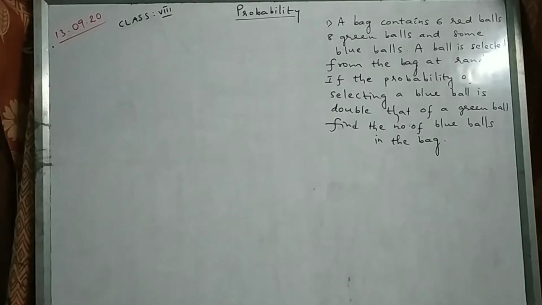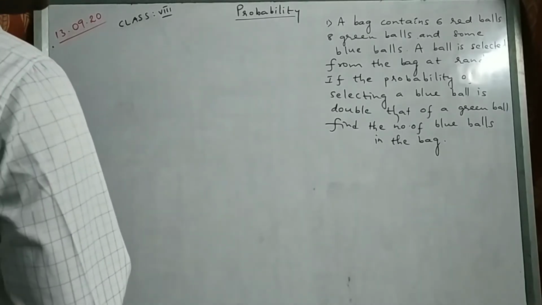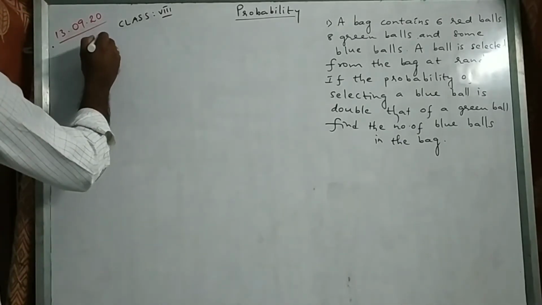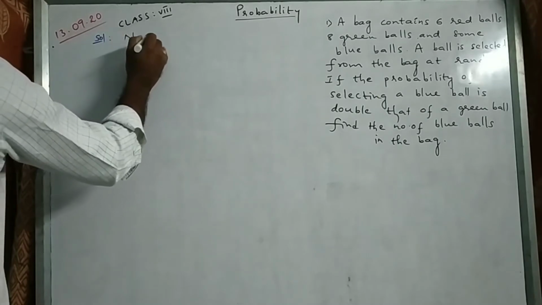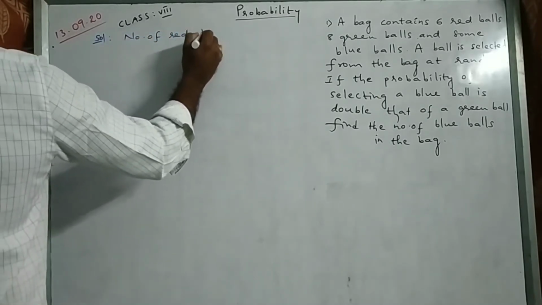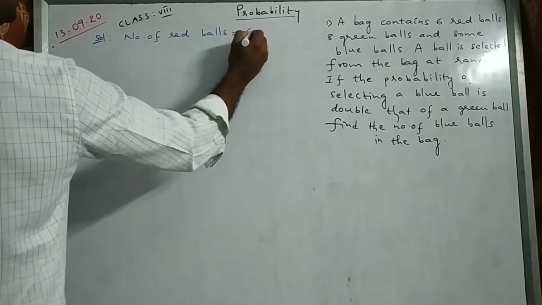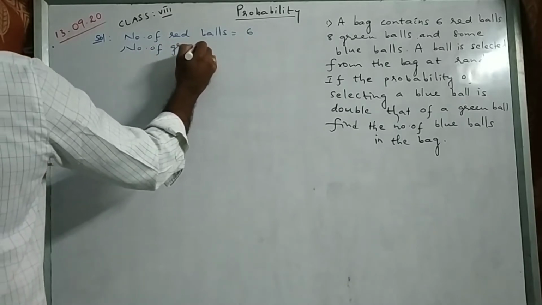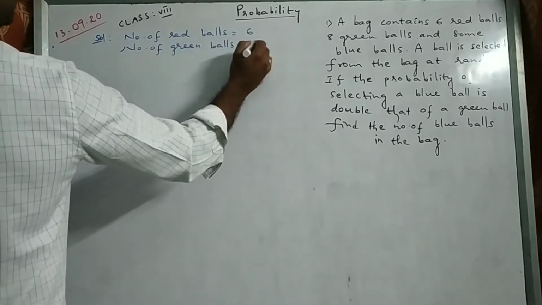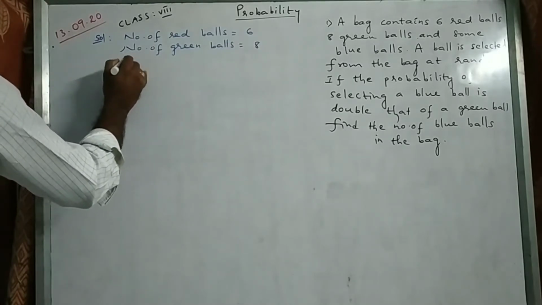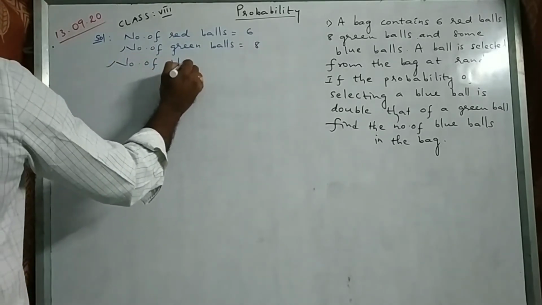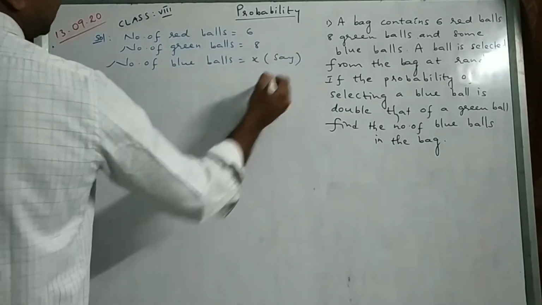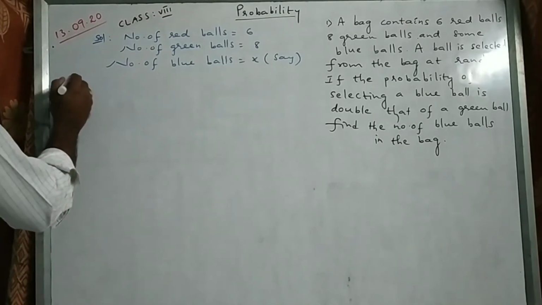What is the question here? A bag contains 6 red balls, 8 green balls and some blue balls. Number of red balls how many? Number of red balls 6. Number of green balls 8 and some blue balls. Number of blue balls, I am taking X. We should find the value of X.